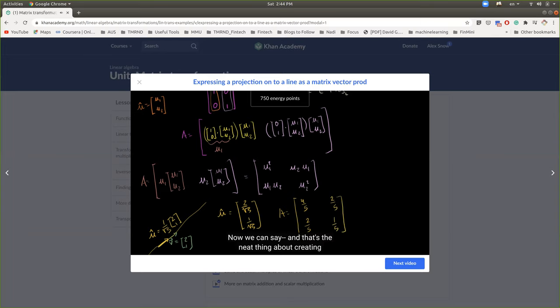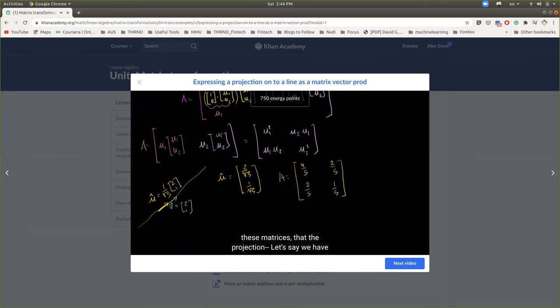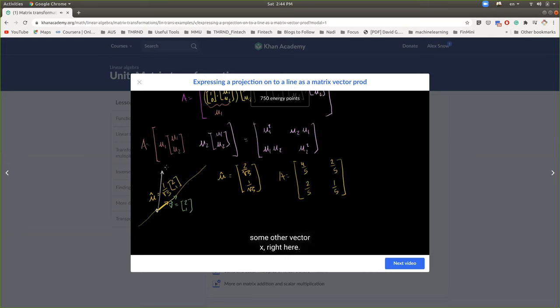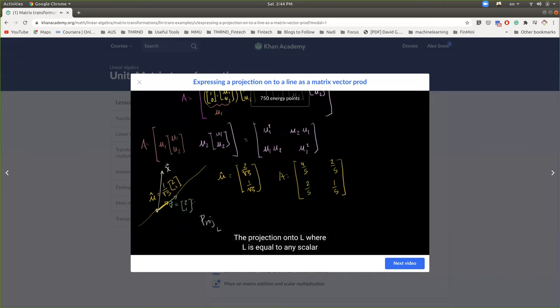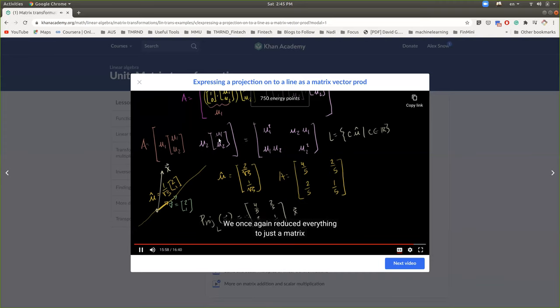So now we can say, and this is the neat thing about creating these matrices, that, let's say this is the origin right here, and we have some other vector x right here. We can now define our transformation, the projection onto L, where L is equal to any scalar multiple of our unit vector u, where c is a member of the reals. That is our line L. The projection onto L of any vector x is equal to the matrix 4/5, 2/5, 2/5, 1/5, times x, which is a pretty neat result, at least for me, because we once again reduced everything to just a matrix multiplication.